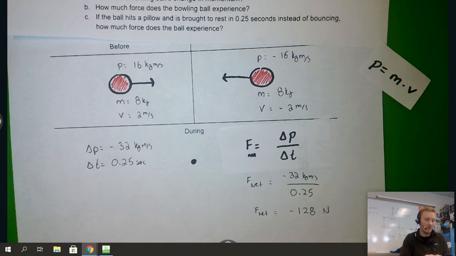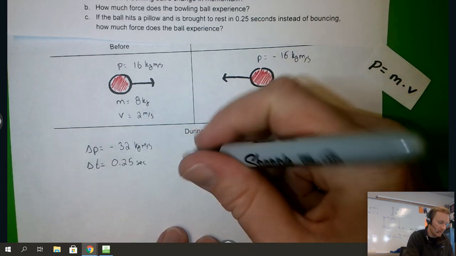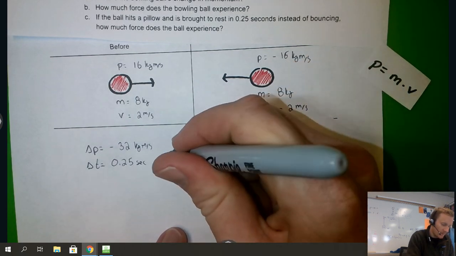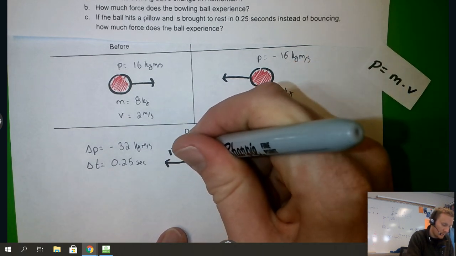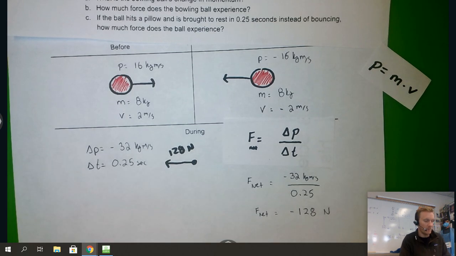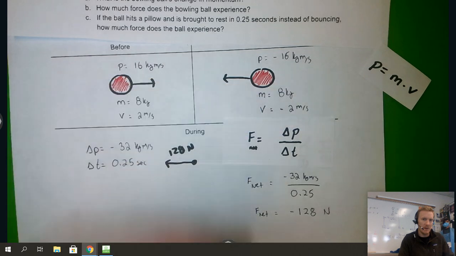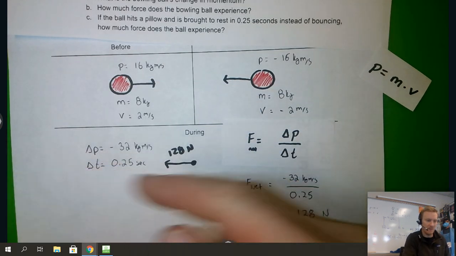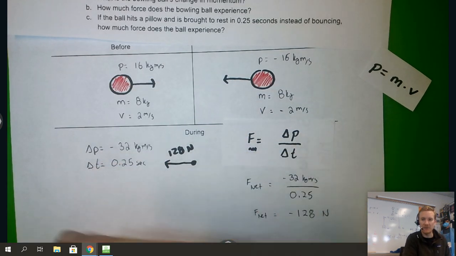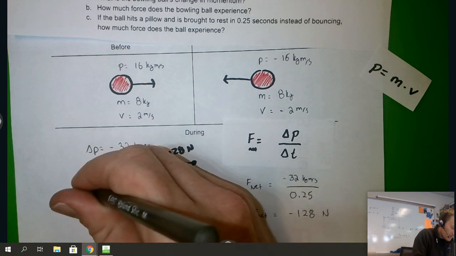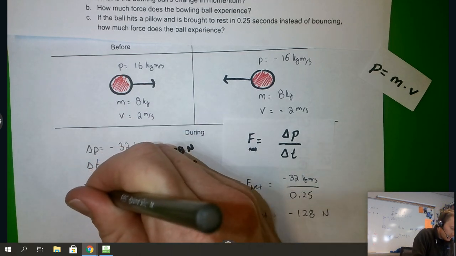If I wanted to add to my diagram here a net force going in that direction of 128 newtons, that would make sense, because if you're going to the right and all of a sudden you're going to the left, that means that you had to experience a force in the left direction. That was the direction that the change occurred. I'm just going to rewrite net force here so I can compare this later.